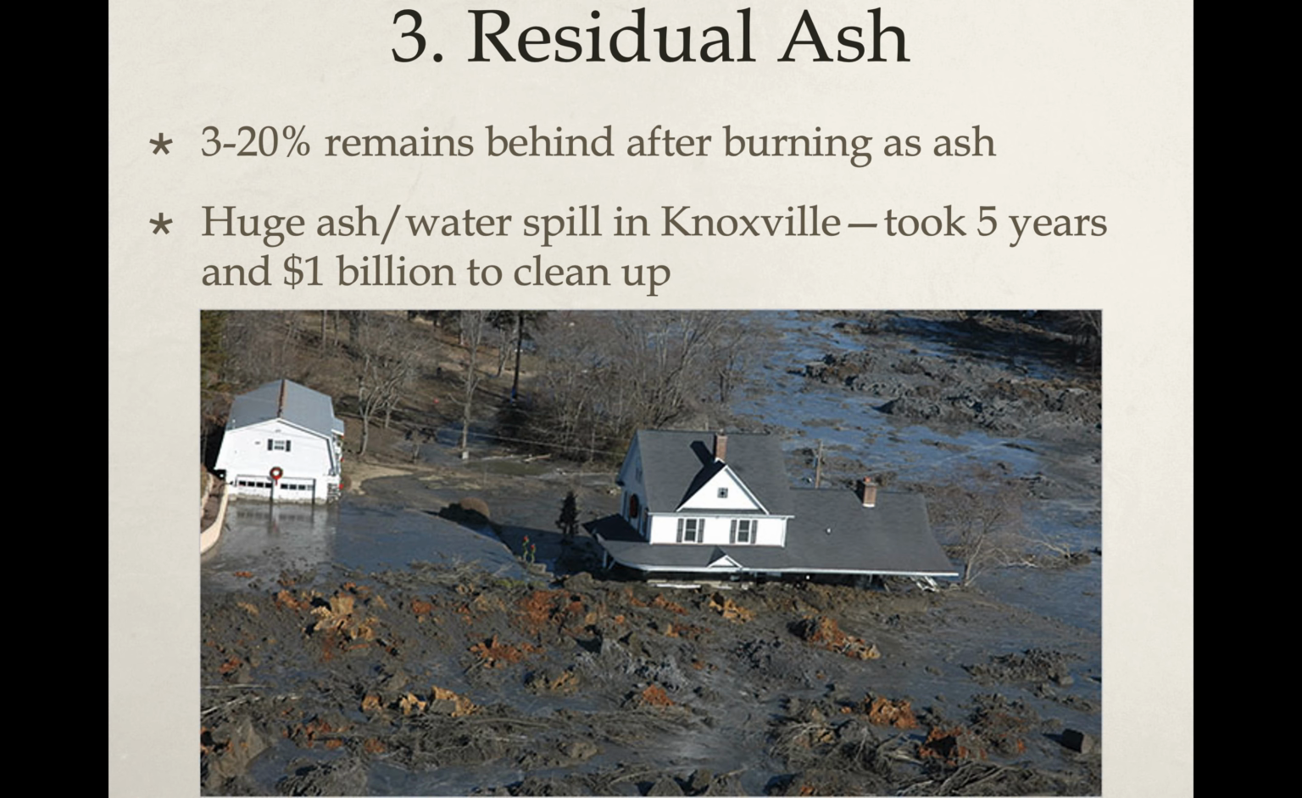Coal also leaves residual ash. So 3 to 20% of the coal remains behind after burning in the form of ash. This is a picture showing a huge ash spill back down in Knoxville. It took over 5 years and $1 billion to clean up. All of that black material you see there is coal ash.